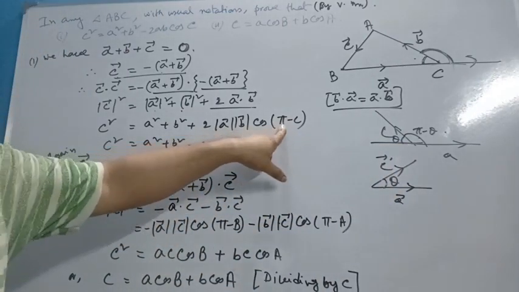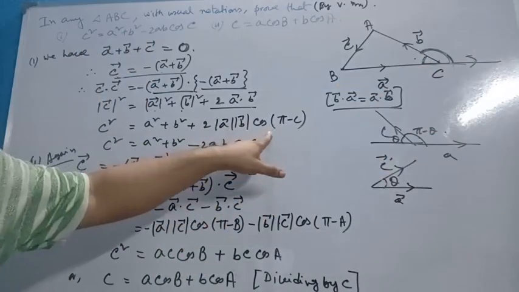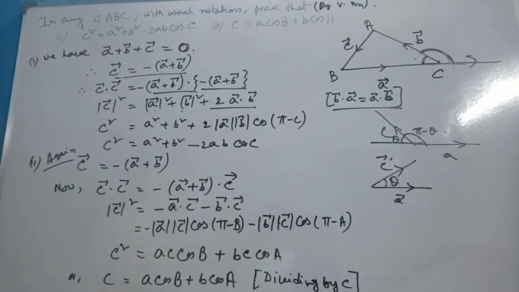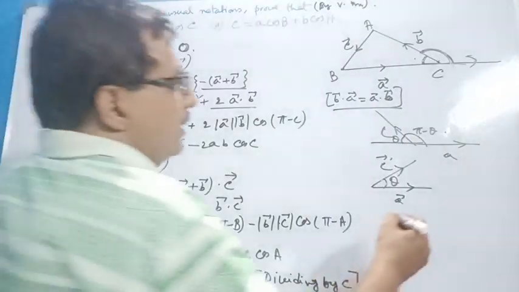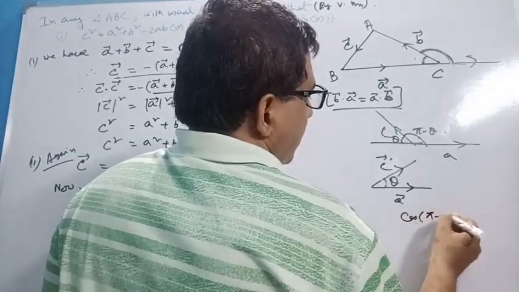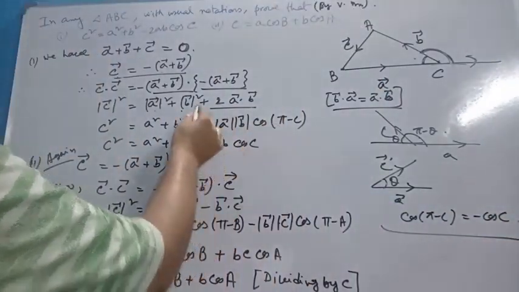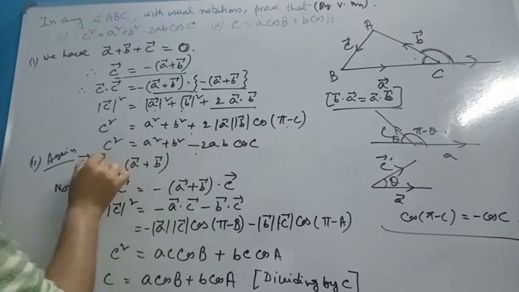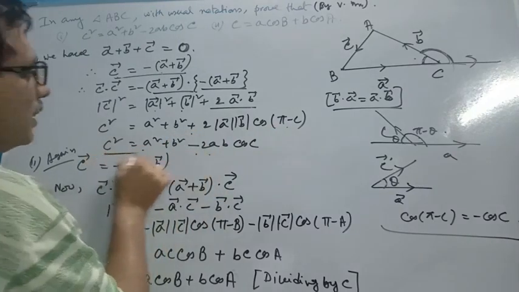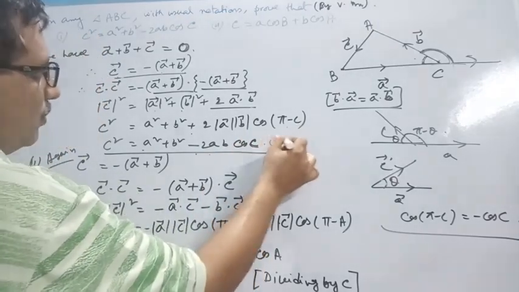So we write cos of pi minus C. This is angle C. From the supplementary angle identity, we know that cos of pi minus C is equal to minus cos C. So we write here, this is minus, so plus will be minus. So we get c square is equal to a square plus b square minus 2ab cos of the angle C. This is the first one, true.